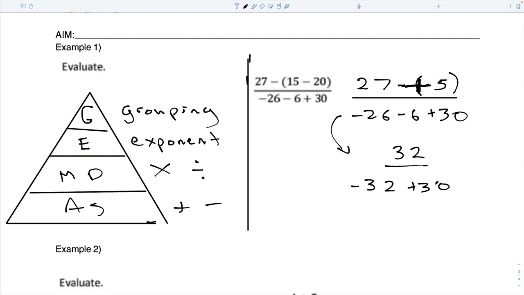-32 plus 30 is the last thing I have to do to clean up the bottom. What is -32 plus 30? We fight, and Georgia, who wins? Good or bad? Bad. So I have 32 over -2. This was your first step. This was your second step. Now I have two numbers, and this looks a lot less intimidating.